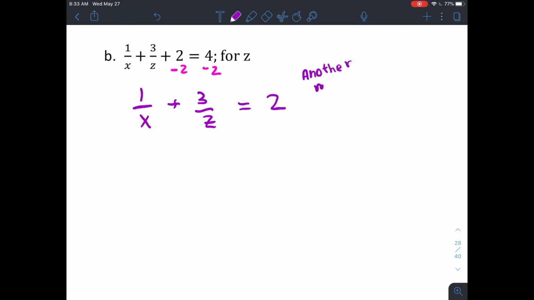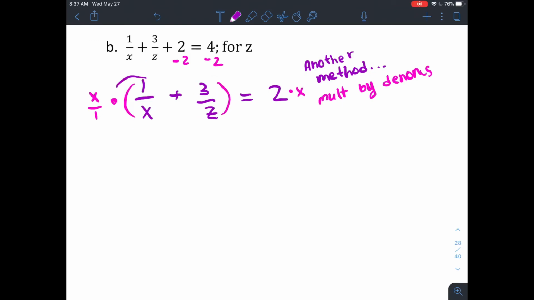Another way you can do it is you could multiply both sides by your denominators one at a time, and that would get rid of your fraction a little bit faster. So let's see what that would look like. I'm going to pick and just multiply both sides by x first, since that's the denominator of my first fraction. Don't forget to distribute it. That'll give you x over x plus 3x over z equals 2x. Now the reason I did this is because x divided by x is just going to simplify to 1.